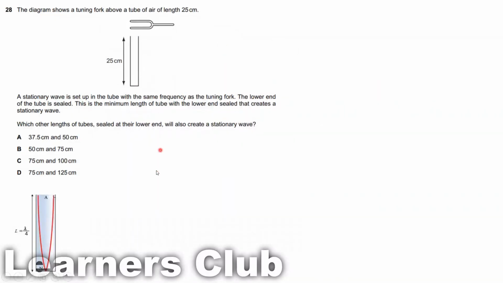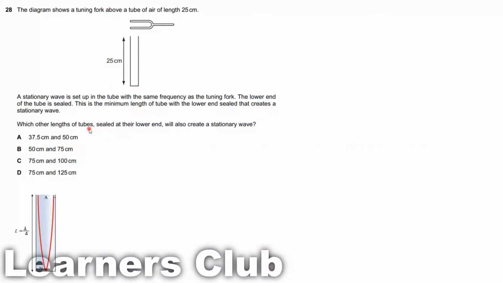Question 28. The diagram shows a tuning fork above a tube of air of length 25 centimeter. So this is a tuning fork. This is a tube open to air. One side is open, which is 25 centimeter. A stationary wave is set up in the tube with the same frequency as the tuning fork. The lower end of the tube is sealed. This is the minimum length of the tube with the lower end sealed that creates a stationary wave.